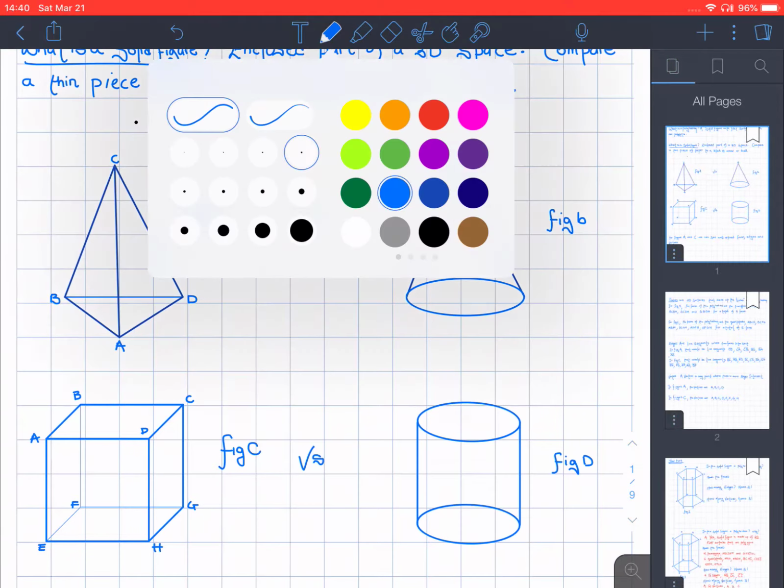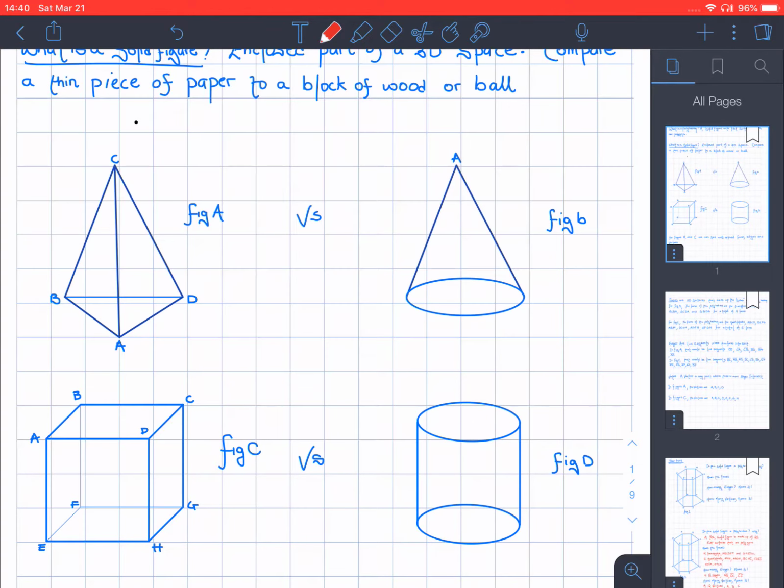I could pick out the sides if you're looking. That's the triangle C, D, B, and A. I could pick out sides C, D, and A. I can pick out sides B, A, D. I can pick out sides C, B, D. What you would notice is that all the sides of this solid figure are flat, and all the sides are also polygons because they're all triangles. So this solid figure, figure A, is a polyhedron.